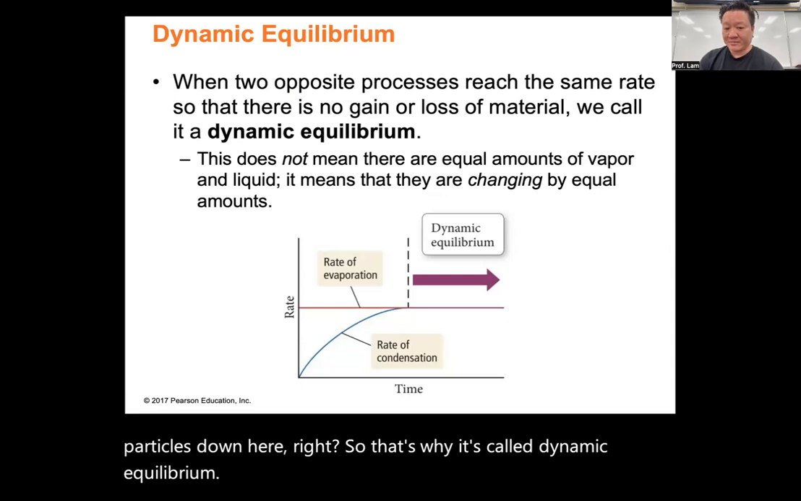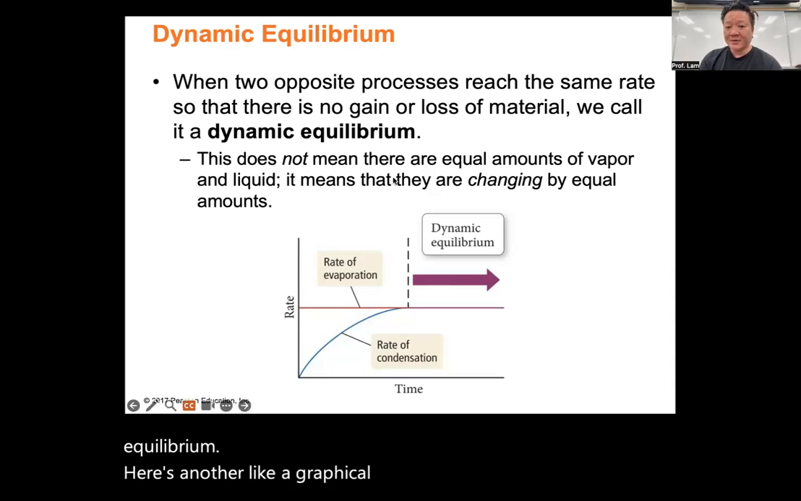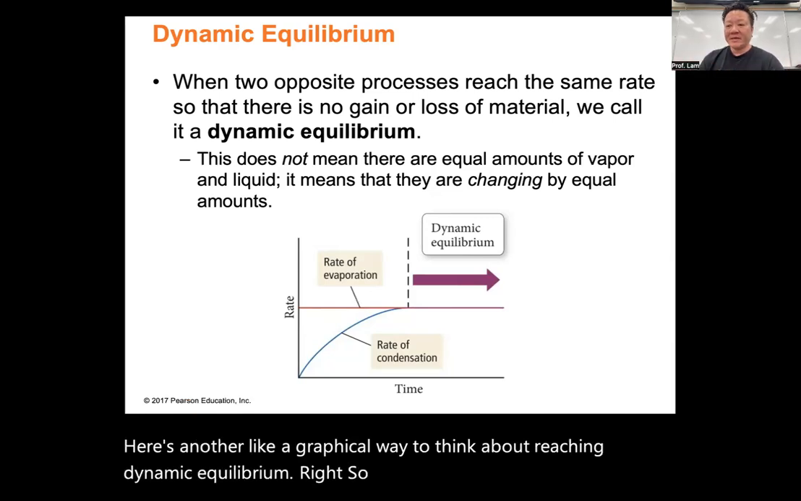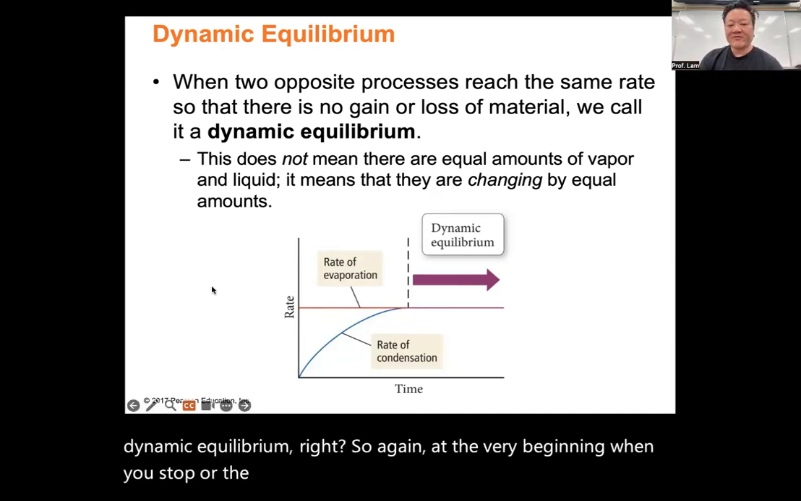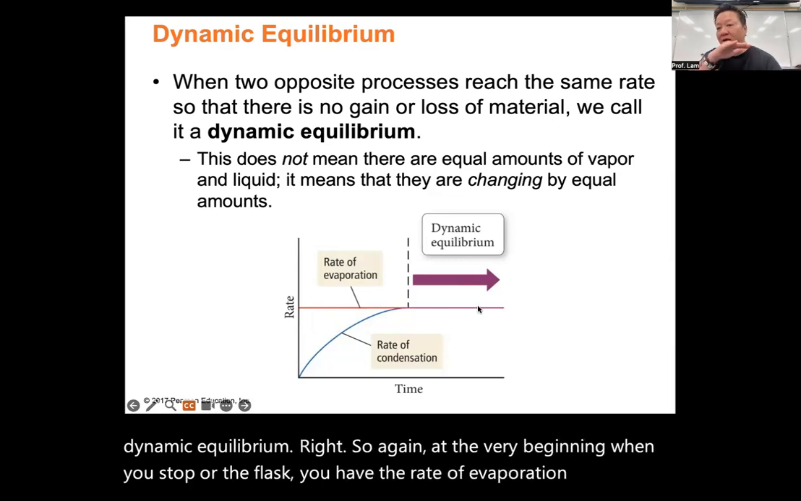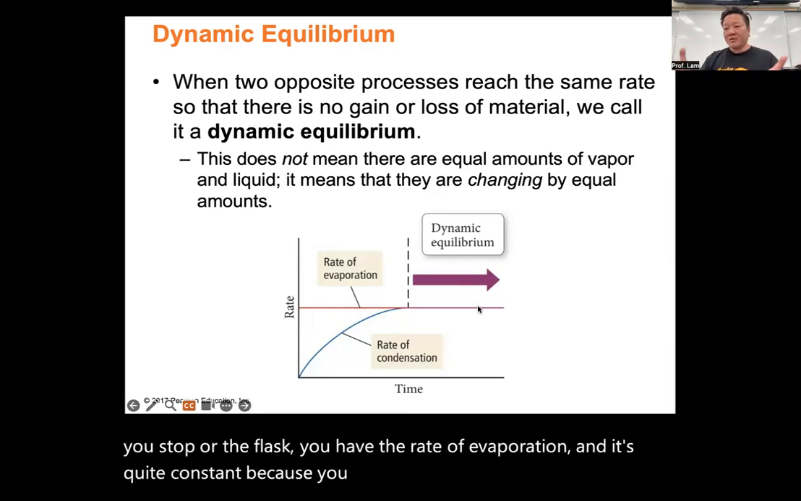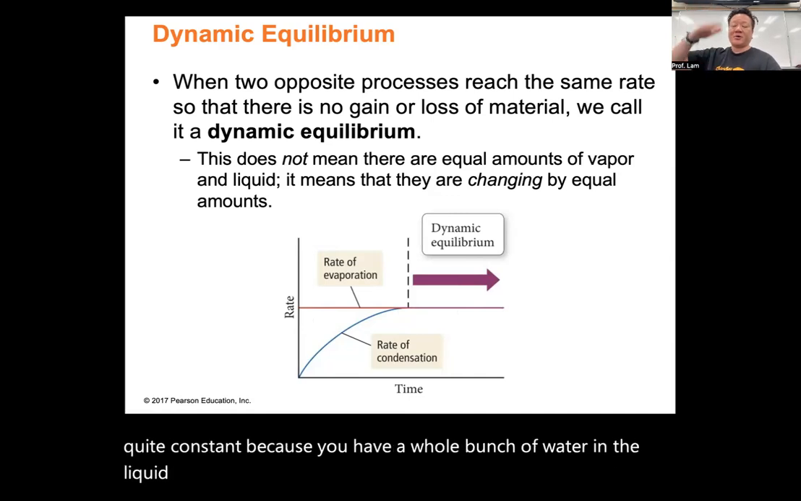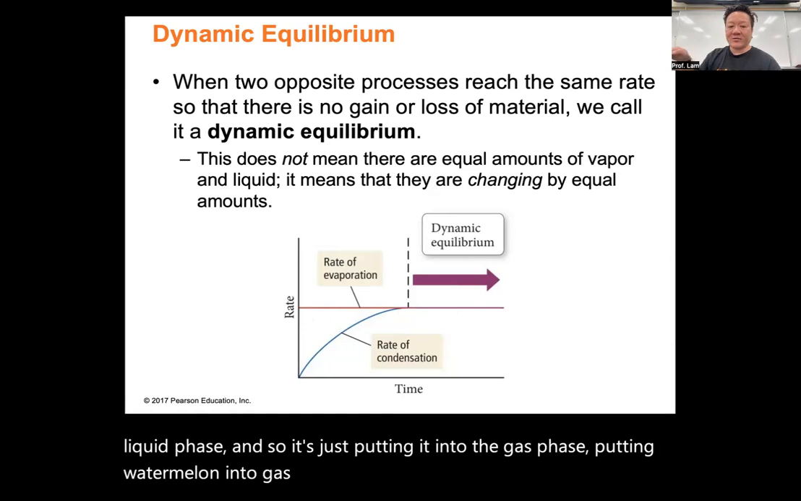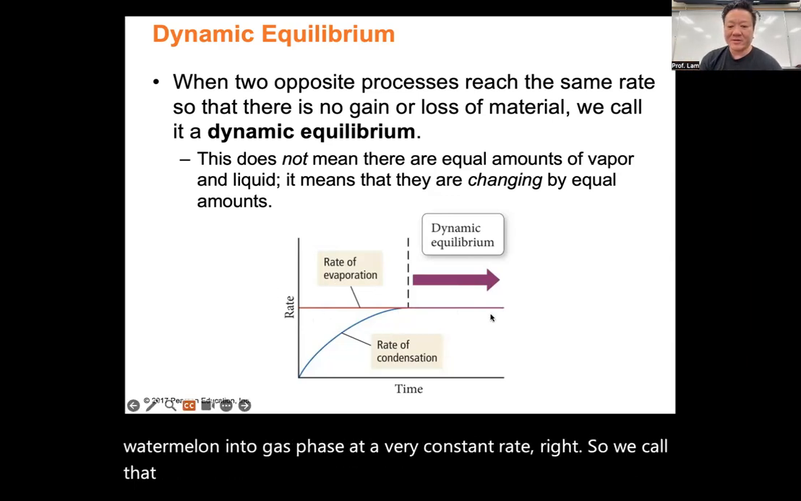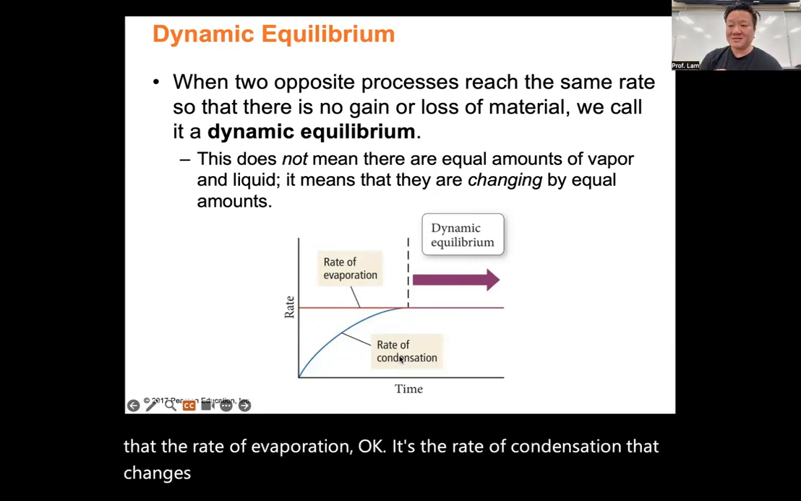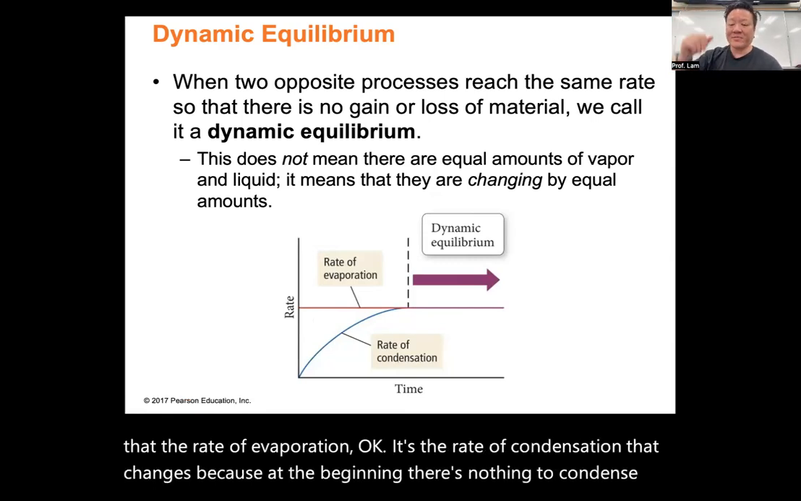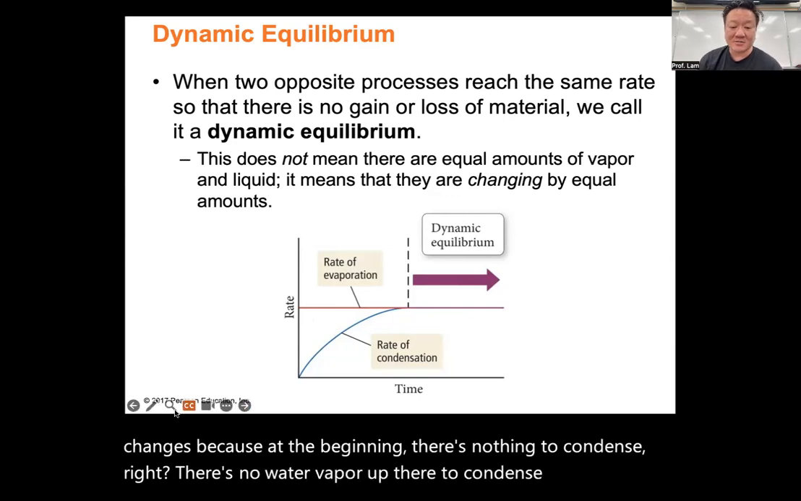Here's another, like, graphical way to think about reaching dynamic equilibrium, right? So again, at the very beginning, when you stopper the flask, you have the rate of evaporation, and it's quite constant because you have a whole bunch of water in the liquid phase. And so it's just putting water molecules in the gas phase at a very constant rate, right? So we call that the rate of evaporation, okay? It's the rate of condensation that changes because at the beginning, there's nothing to condense, right? There's no water vapor up there to condense. So it starts at 0, okay?